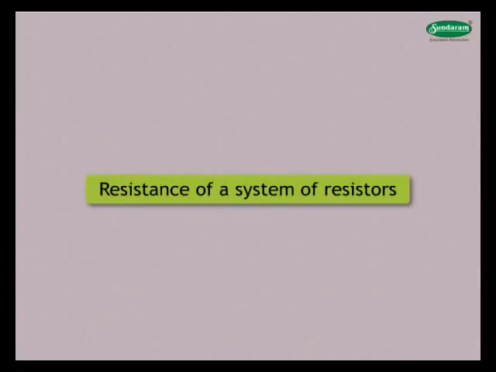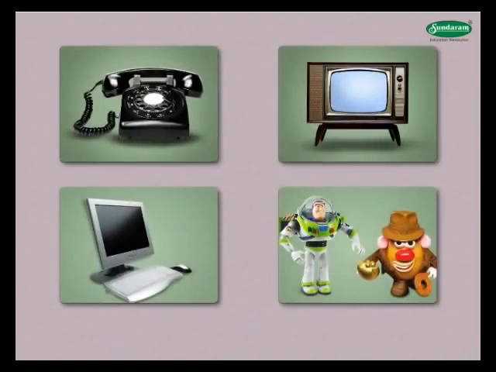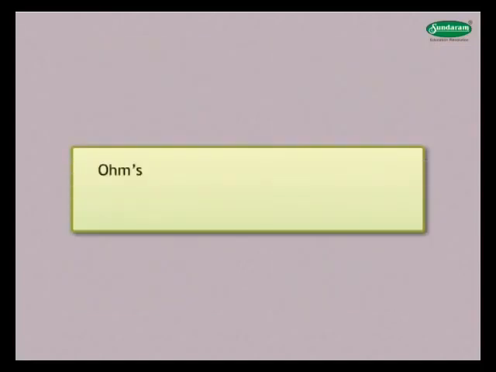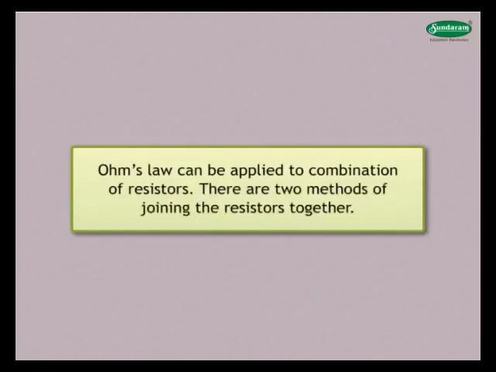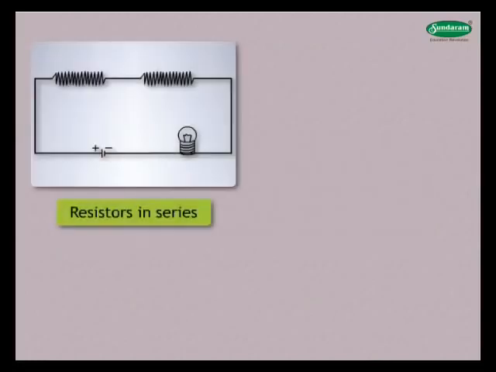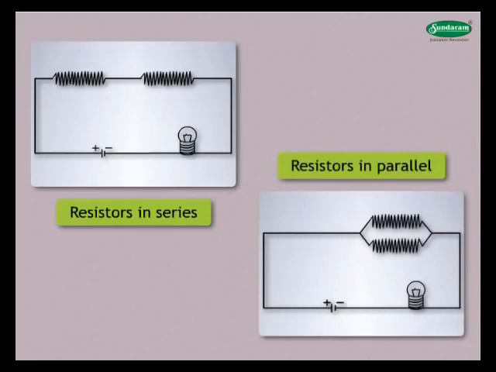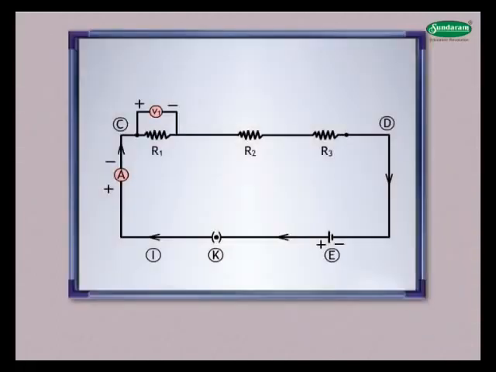Let us look at the resistance of a system of resistors. In various electrical gadgets, we often use resistors in various combinations. Ohm's law can be applied to combination of resistors. There are 2 methods of joining the resistors together. They are 1. Resistors in series and 2. Resistors in parallel. Make the arrangement of resistors as shown.